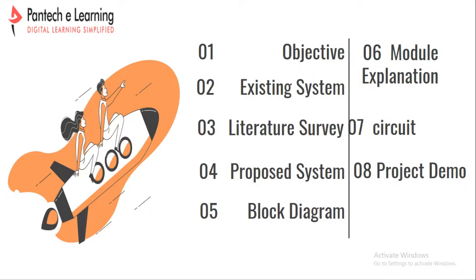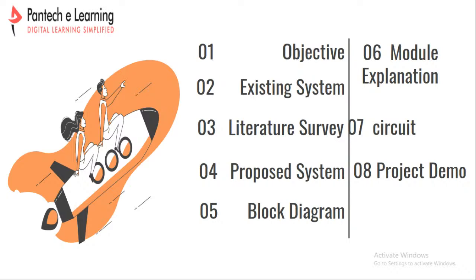First we need to be aware of our project, and then the existing system and the literature survey. So what are the previous existing projects, and then the proposed method, block diagram, and modules, like what modules are under this project. We need to divide it into modules, and then the circuit, and then the project demo.